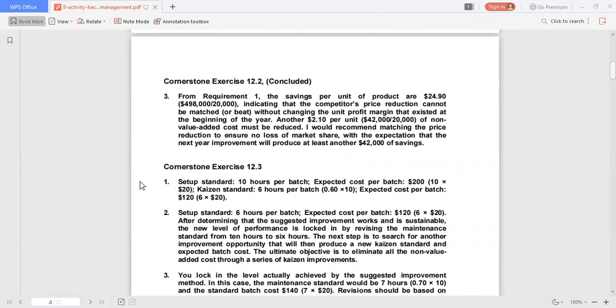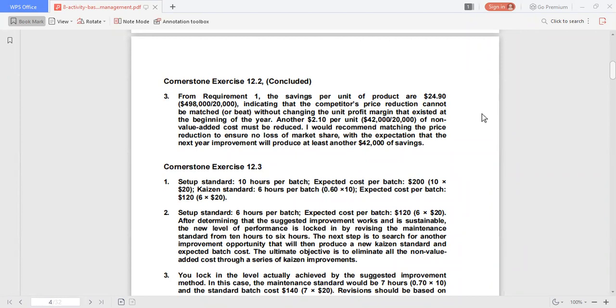This time, you have 10 hours as given. 10 hours per batch. Expected cost per batch is 10 times 20. Okay, the rates are given. And we have the Kaizen standard. It's 6 hours per batch. That's 0.6 because we have the reduction of 0.4. So we have 0.6 times 10. Expected cost per batch is only 120, or 200 times 60%.